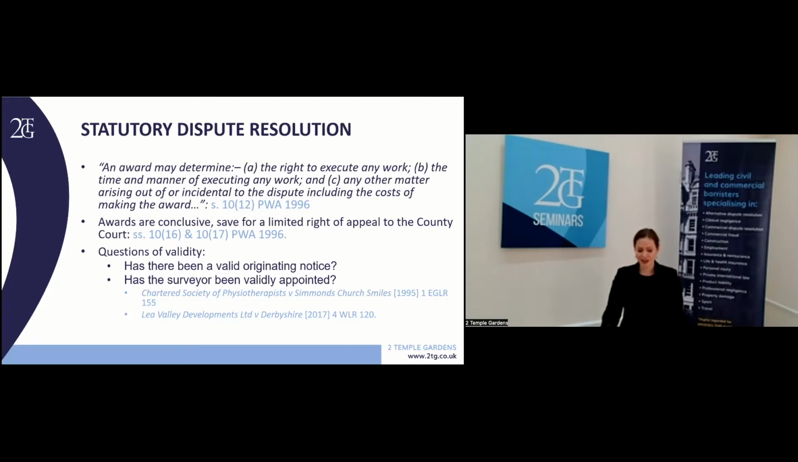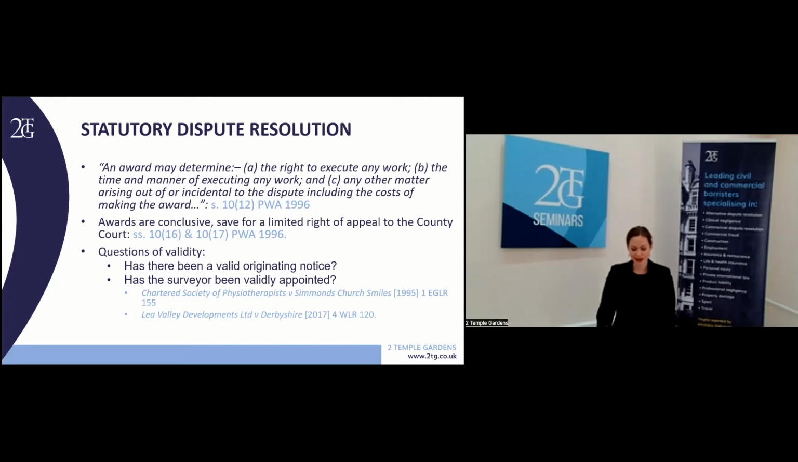So far, so good. If either party disagrees with a validly made award, they can appeal. But what happens if it isn't clear that the award is valid? It isn't clear that a surveyor has been appointed correctly. Now, that's likely to arise in two circumstances. First, where there is a question over whether a valid originating notice was ever served by the building owner. In other words, whether the Act is engaged at all.